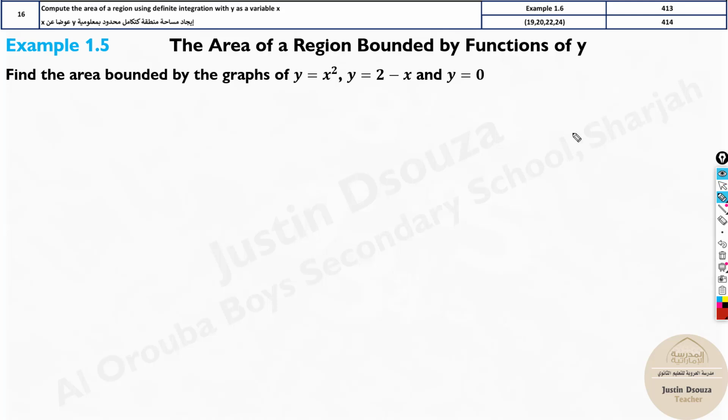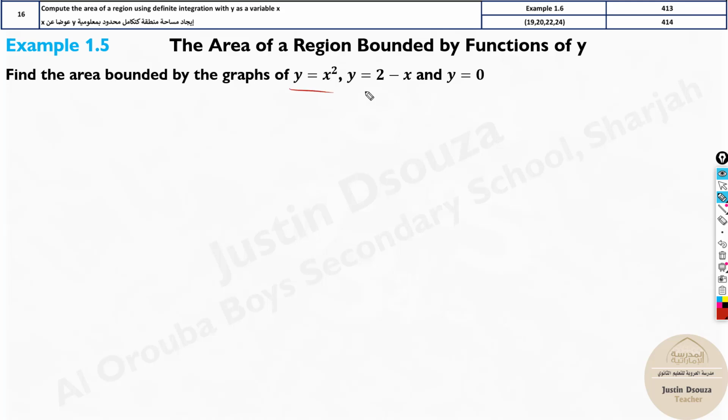Here, this is the question. This is what you're going to get, nothing else. You do not need to draw accurate graphs, just basic graphs are enough. First, find the area bounded by the graphs y is equal to x squared, y is equal to 2 minus x, and y is equal to 0.